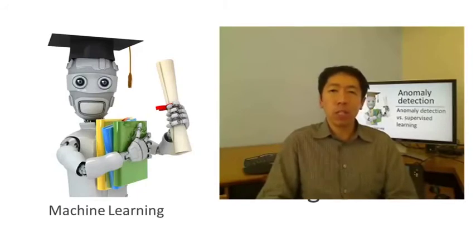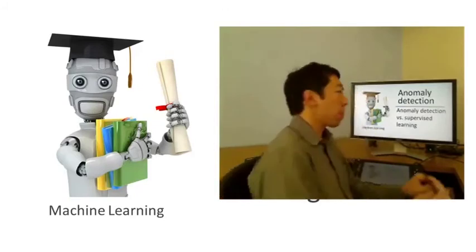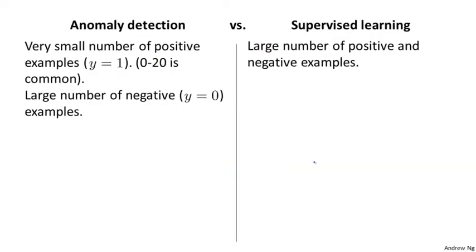In this video, I'll try to share with you some of the thinking and some guidelines for when you should probably use an anomaly detection algorithm and when it might be more fruitful to consider using a supervised learning algorithm. This slide shows the settings under which you should maybe use anomaly detection versus when supervised learning might be more fruitful.